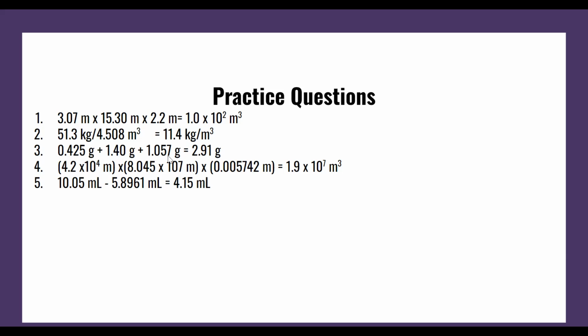Then in addition here, we look at the number of decimal places: 3 decimal places, 2, 3. So the answer will be to 2 decimal points. Then this one is multiplication. Then this one is subtraction.